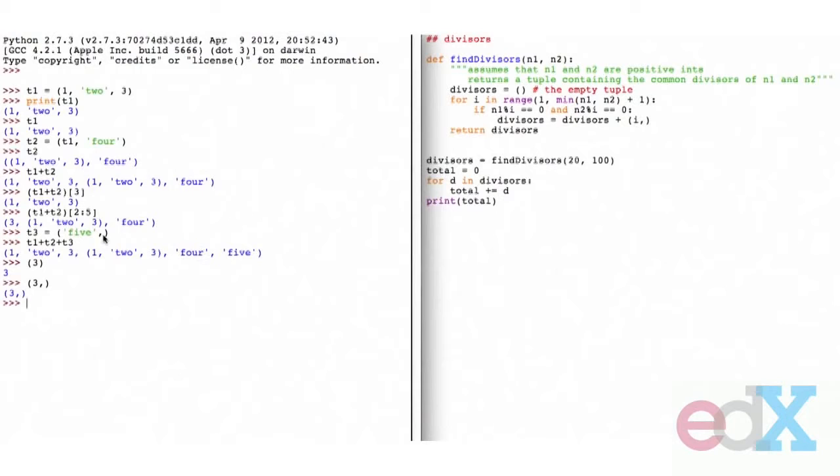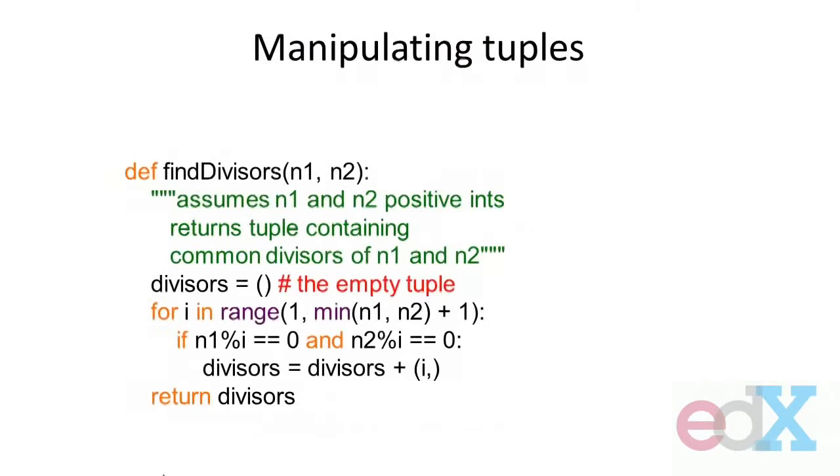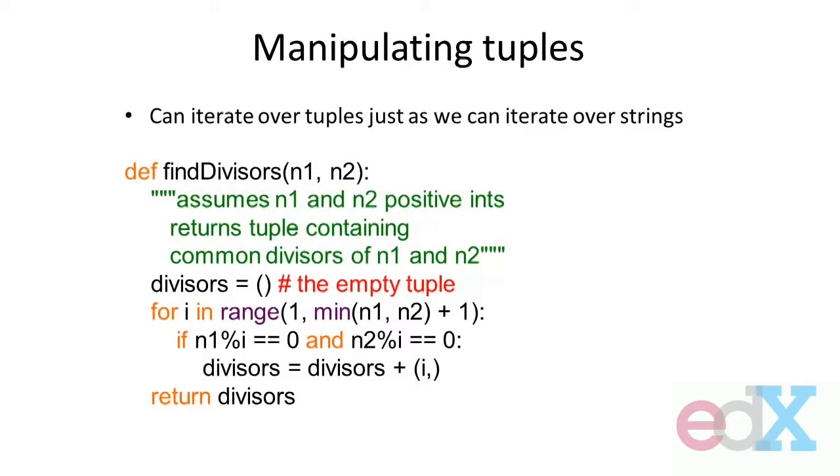Great. Got a set of operations that hold. What else can we do? Well, with strings, we could iterate over them. We could have a loop that walked down the string each element at a time. We can do the same thing with tuples. So let's look at an example.